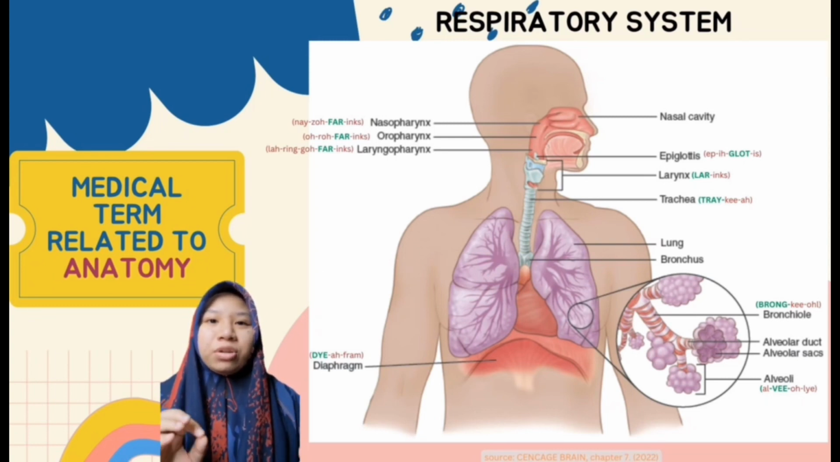Next is the epiglottis, the larynx, which is also known as the voice box, and the trachea or windpipe that connects the bronchus to the lung. The bronchi, also known as primary bronchi, divide into increasingly smaller bronchioles, which are the smaller branches of the bronchi. At the end of each bronchiole, there are very small grape-like clusters, which are the alveoli, consisting of alveolar ducts and alveolar sacs. And lastly, under the lung, there is the diaphragm.